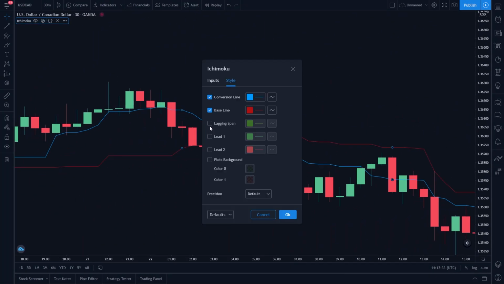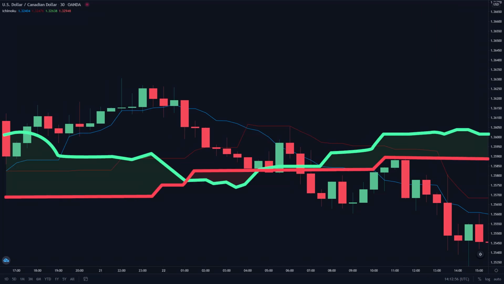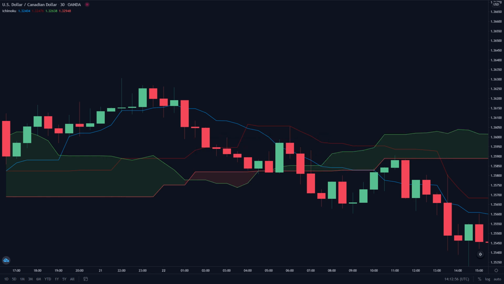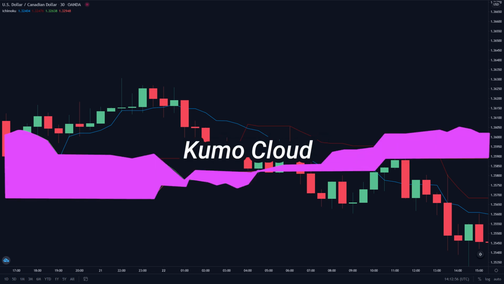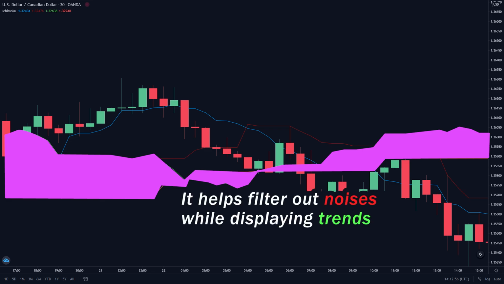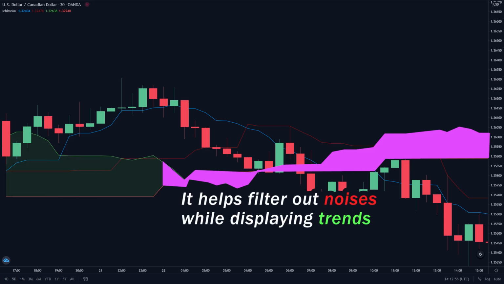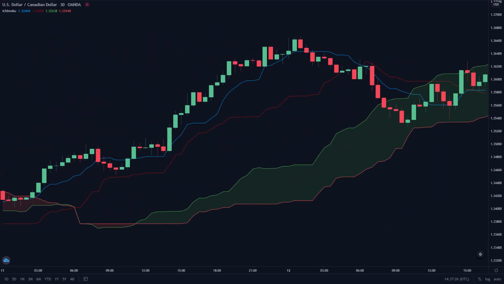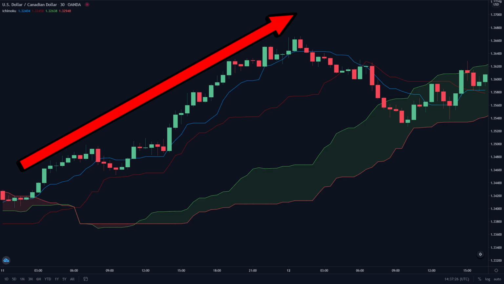Next, we have these two lead lines, also known as the Senkou spans. These two lines form what's called a Kumo cloud. The Kumo cloud is what stands out in the Ichimoku indicator because it can help filter out noise while still displaying trends. Usually, when the price is in a trend, the cloud will also be heading towards that direction. For example, if the price is in a strong bullish trend, the direction of the cloud will also follow upwards.